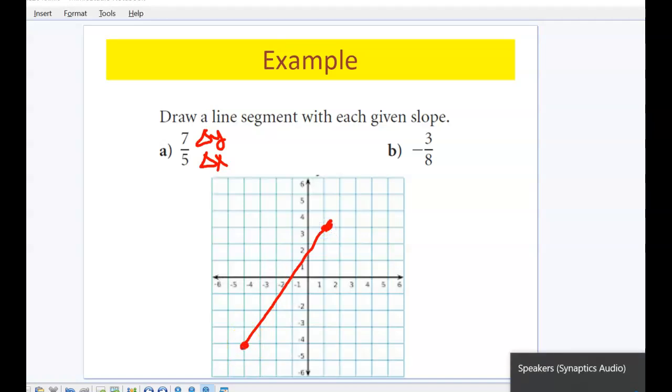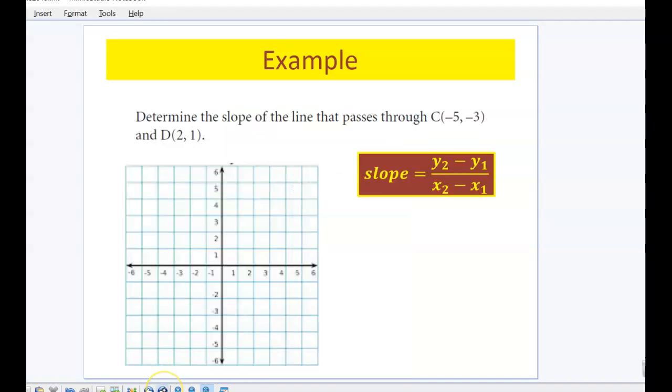For a line segment with a slope of -3 over 8, I'm going to start right here. I'm going to go down 3, and I'm going to go over 8 right there. And again, I would join those two. That would be my segment with a slope of -3 over 8.